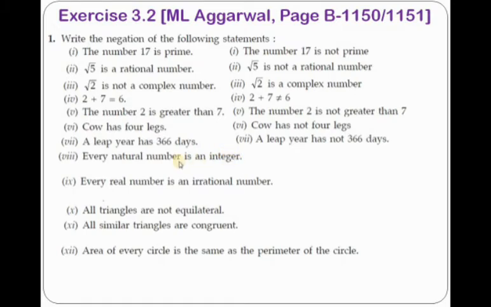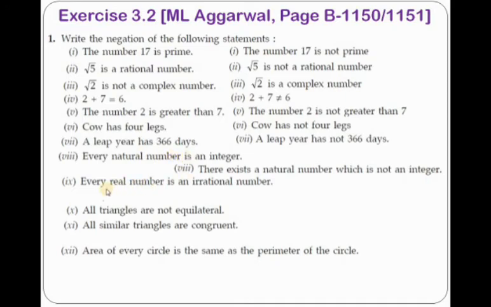Every natural number is an integer. The negation of this is going to be "there exists." See, every natural number is an integer, right? Whatever natural number you take, that has to be an integer. That's the meaning of this sentence. Now, what will be the denial? Among all the natural numbers, there will be some natural number which is not an integer. So that's the denial: there exists a natural number which is not an integer.